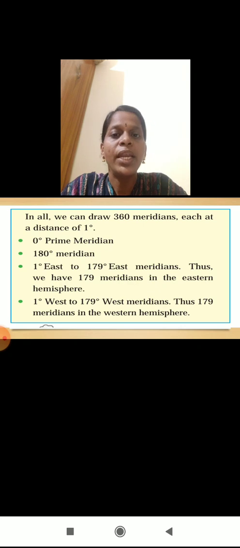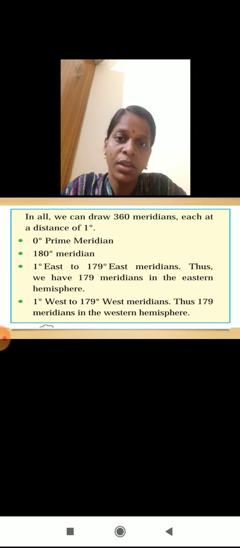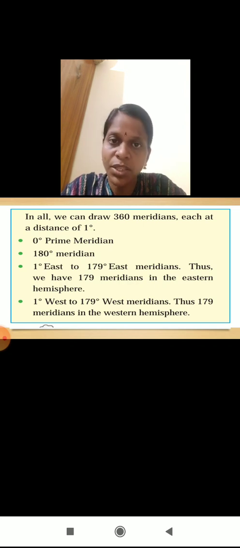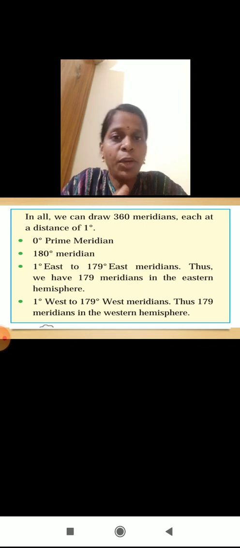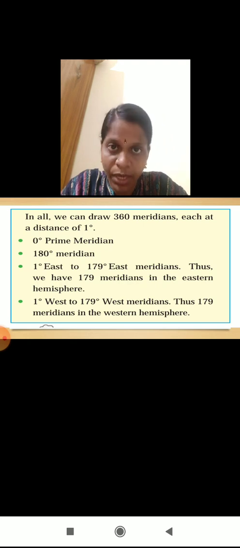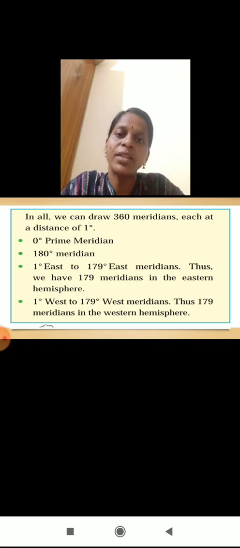Then the 180 degree meridian. 1 degree east to 179 degree east meridians. Thus we have 179 meridians in the eastern hemisphere. The total is 360 when we talk about all the longitudes. But when we divide the globe or earth into two equal parts, it is 180 degree in the eastern hemisphere and 180 degree in the western hemisphere. 1 degree west to 179 degree west meridians. Thus 179 meridians in the western hemisphere. Exactly at the center, 0 degree, they have taken the main prime meridian.